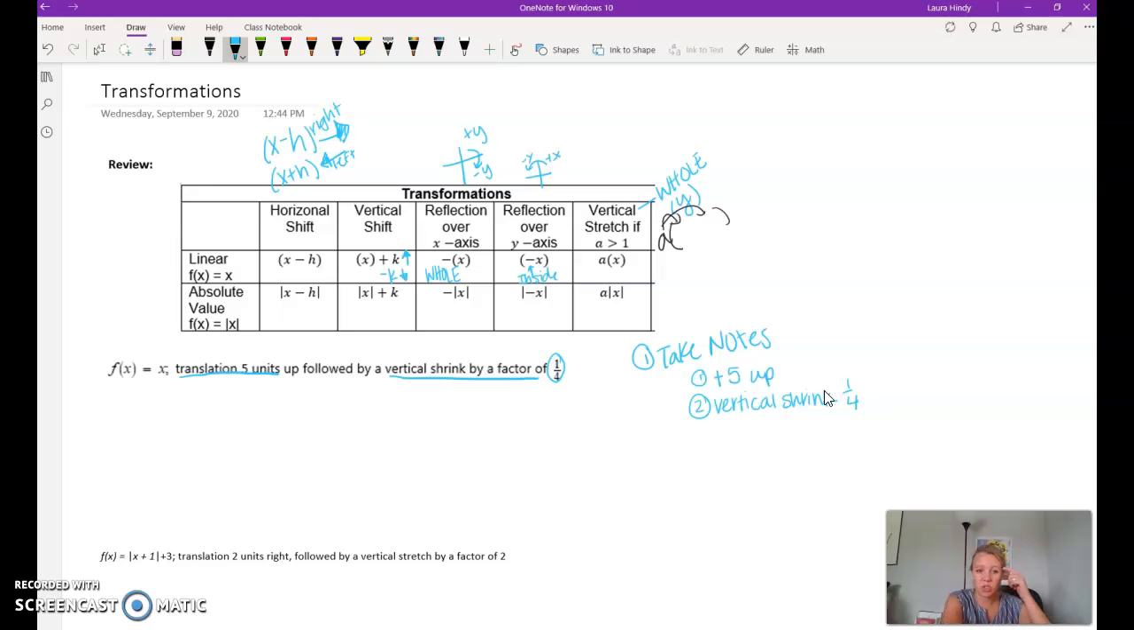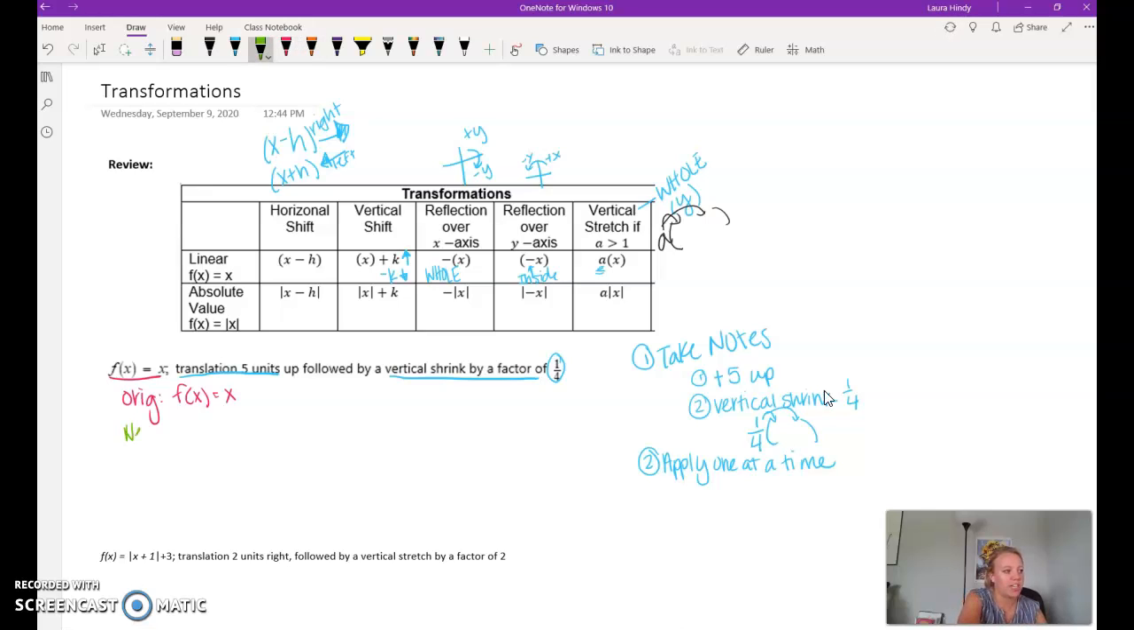And if I remember vertical shrink, I go back up to my table. Oh yeah, a stretch or a shrink means that I'm going to multiply it times the whole equation. It's a stretch if this number is greater than 1. The only difference is that this is just called a shrink, but the process is still the same. So I'm going to be taking that 1/4 and multiplying it by my whole equation. Remember, the second step is to apply one at a time. So my original is f of x equals x, the OG. Now I'm going to start applying one at a time.